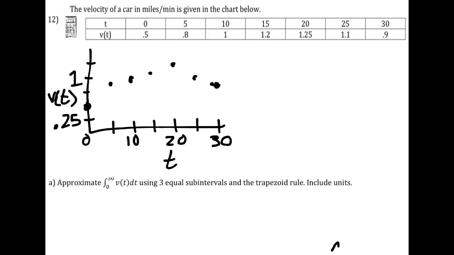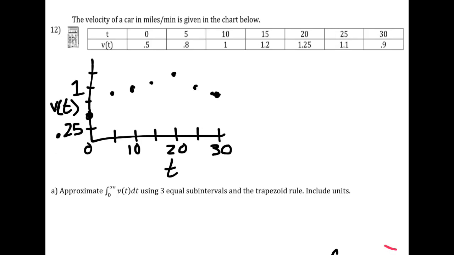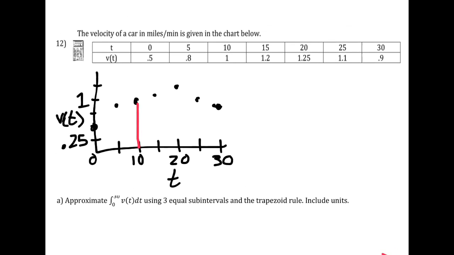Now again, it doesn't matter if you're perfectly to scale. The idea here is we are doing a trapezoid rule, and we're splitting it up into three equal pieces. So the first one is going to be one of our trapezoids. Next trapezoid is going to be from 10 to 20, right there. And then the last one from 20 to 30. So there are our trapezoids. Notice that the height of each of these trapezoids is 10, because the subintervals are equal.